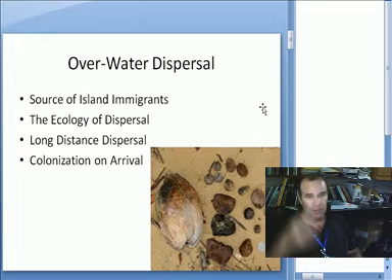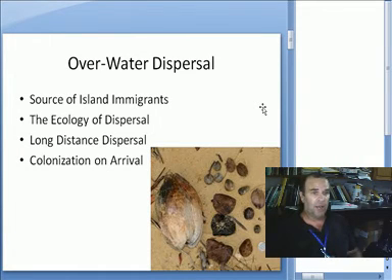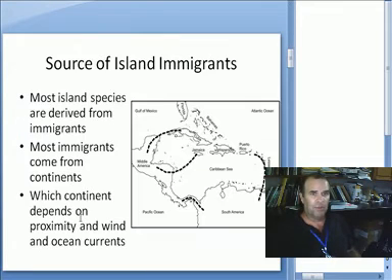So we want to take a look at overwater dispersal and see how these different plants and animals did this thing. So we'll take a look at, first of all, the source of island immigrants. We'll talk about the ecology of dispersal, because plants and animals in their natural life, they disperse. That is the nature of plants and animals. They want to try and get out and find new niches and new resources and so on. I want to take a look at long distance dispersal and finally briefly look at colonization on arrival. But first of all, sources of island immigrants.